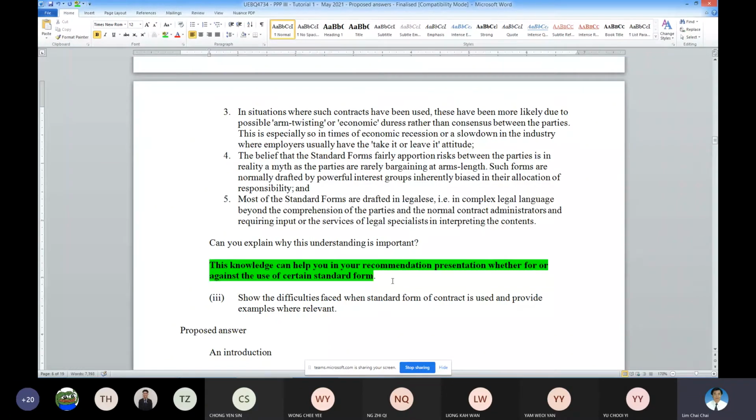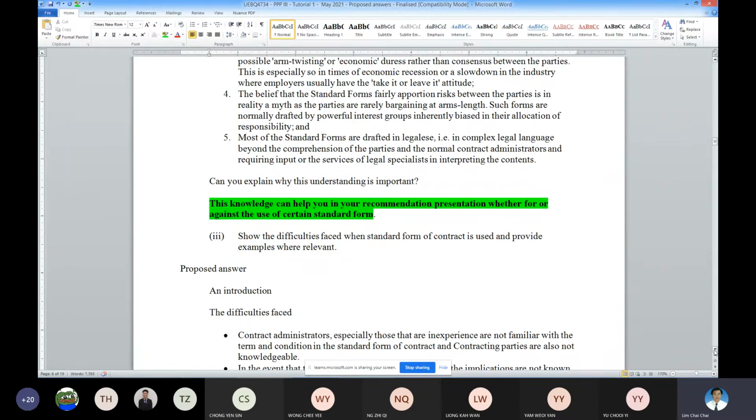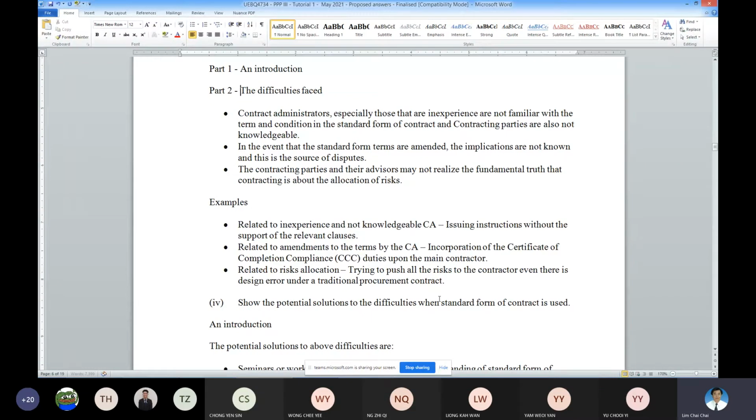So I will be going to the difficulties when the central form is used. As usual, this is your part 1, the introduction. And then this one will be on your difficulties. Under difficulties and noticing, and the pros and cons, it is in the text there. Try to read it up. These are the examples there. And then the next one will be the solution.